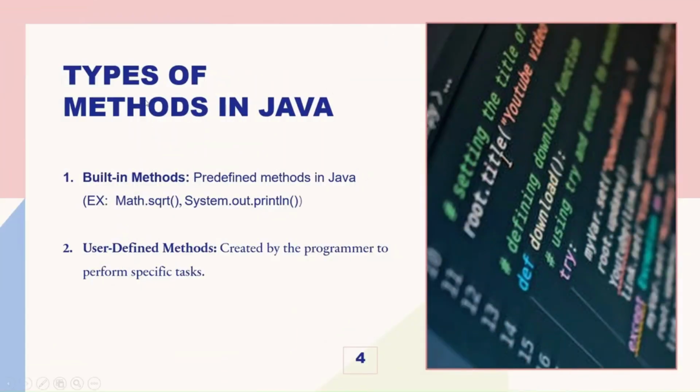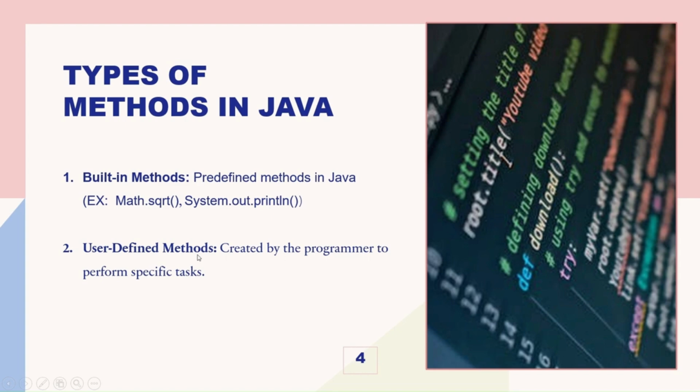So next are the types of methods in Java. There are two types of methods in Java. The built-in methods, which are called predefined methods in Java. Examples of methods are square, system.out.println, system.out.print. So whatever methods you get from Java imports are considered built-in methods or predefined methods in Java. Also, we have user-defined methods, which are created by programmers to perform a specific task, and are considered user-defined methods in Java.